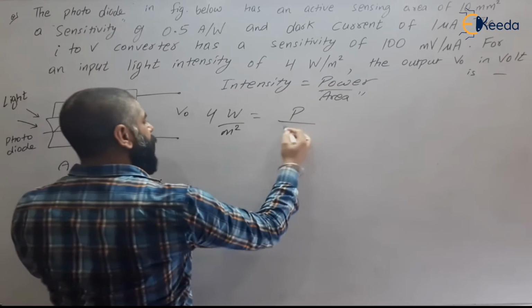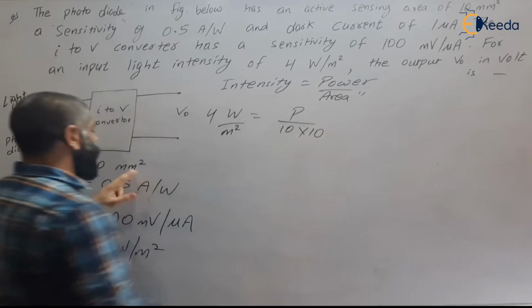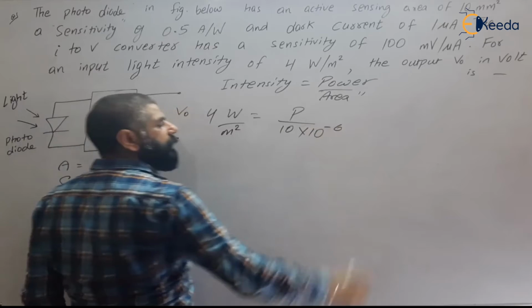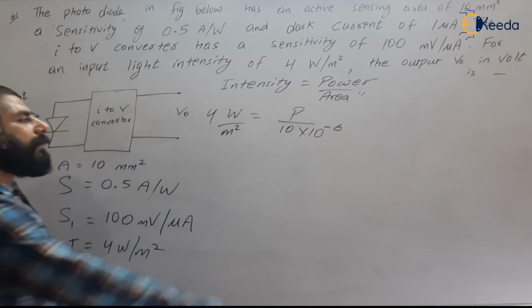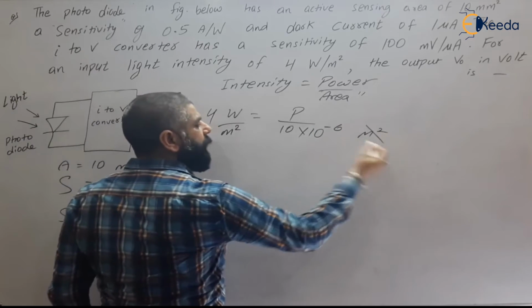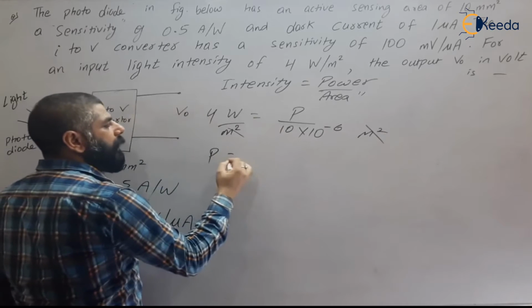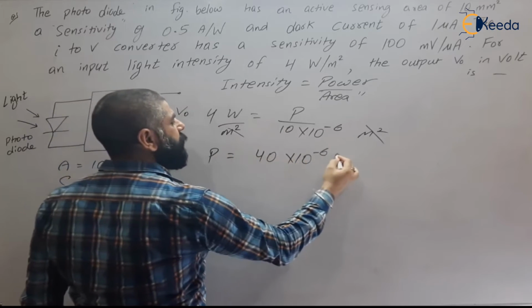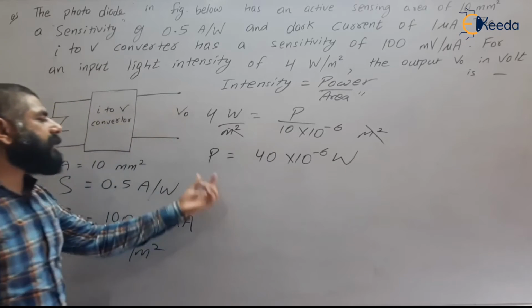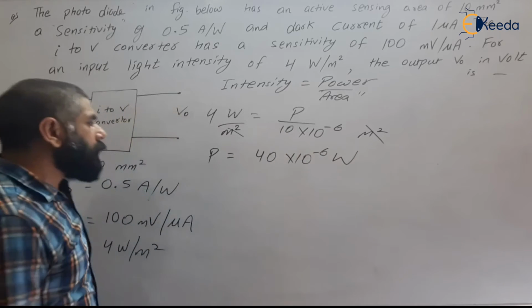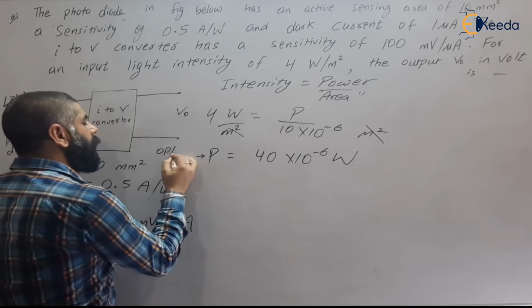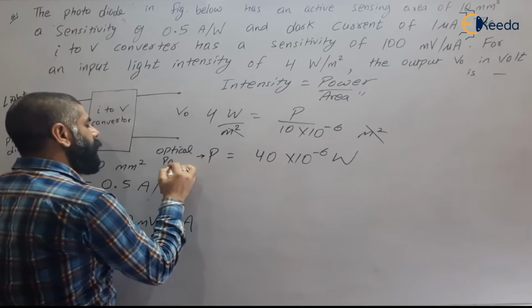So the active area will come out to be 10 into (10 raised to minus 3) square, which is 10 raised to minus 6 meter square. So meter square gets cancelled. The optical power comes out to be 40 into 10 raised to power minus 6 watt, or we can say 40 microwatt. So that is the optical power.